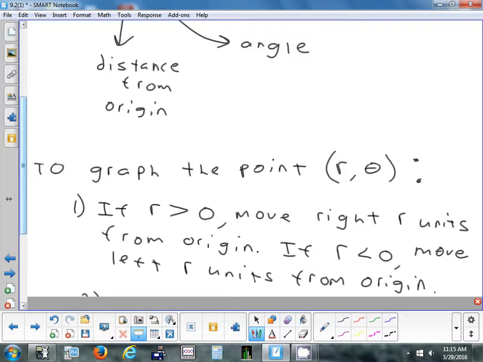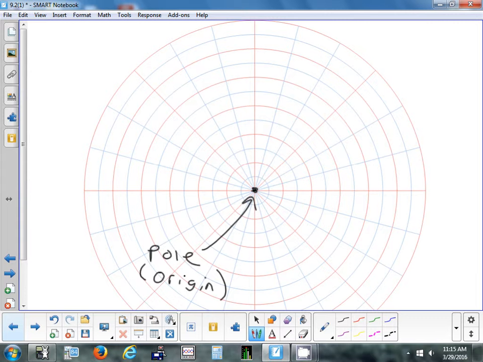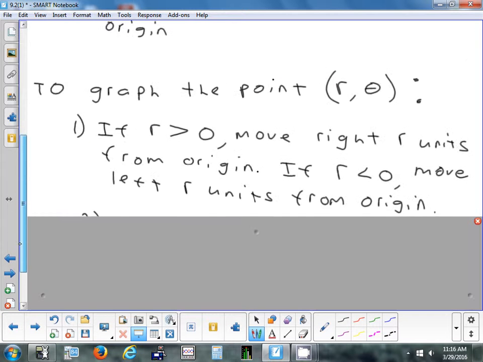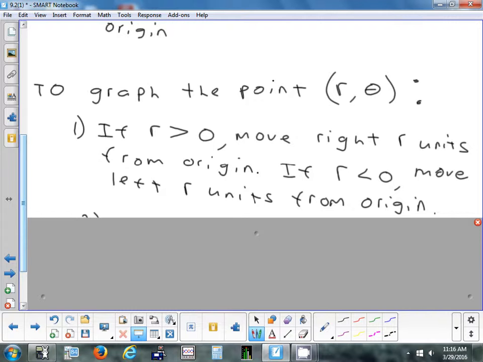And just like with coordinates, r can be a decimal. Okay, so I'm just going to go back to the graph paper for a second. I could move out a whole number of rings from the center, or I could move out 4.5. Okay, right in between. Okay, so it is possible to have decimals. Okay, so r positive, go to the right. R negative, go to the left.